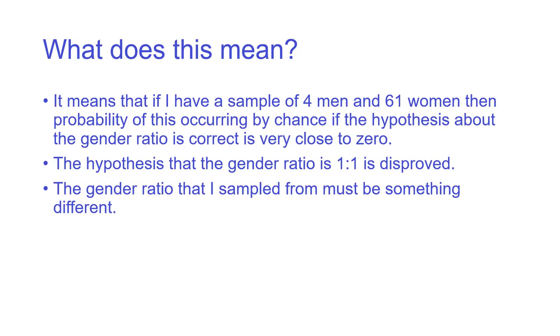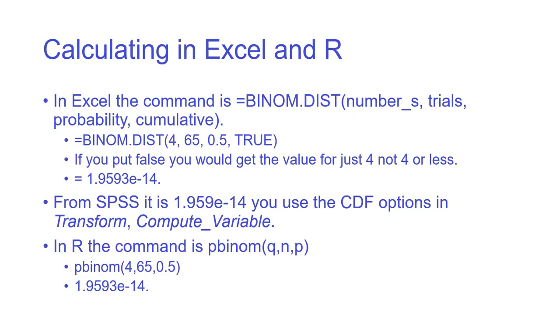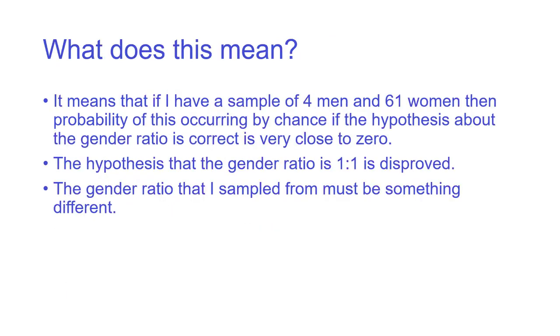So that means that if I have a sample of 4 men and 61 women, then the probability of this occurring by chance is very close to 0. It's 1.96 times 10 to the minus 14. So this would tell you that there is no chance that those probabilities of there being a 0.5 probability of being male and 0.5 probability of being female are true. Something else is happening. My class is not randomly distributed evenly between the two genders. I've disproved that to a very high level of confidence.